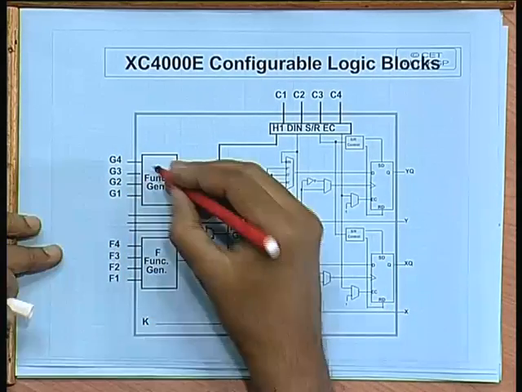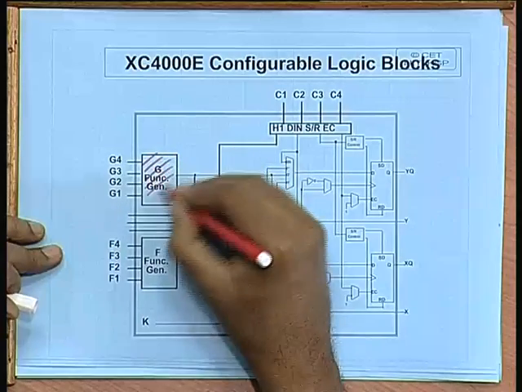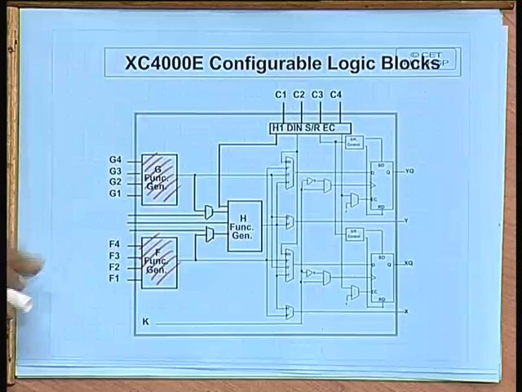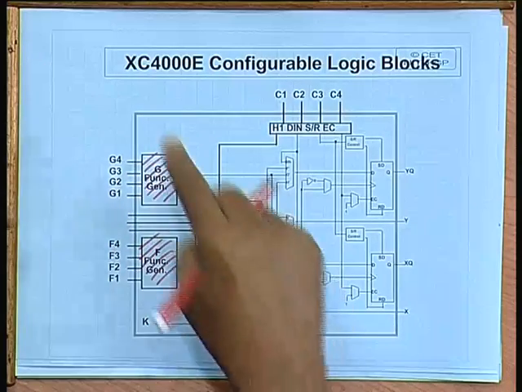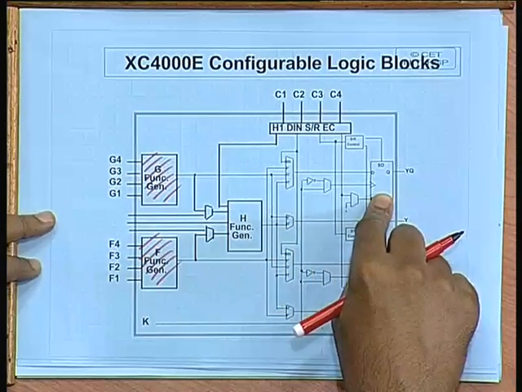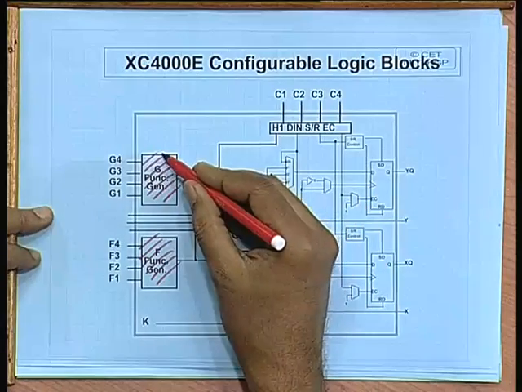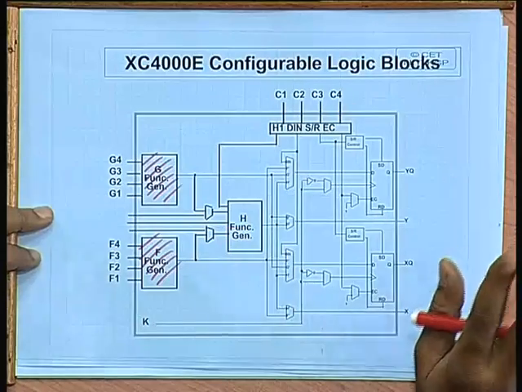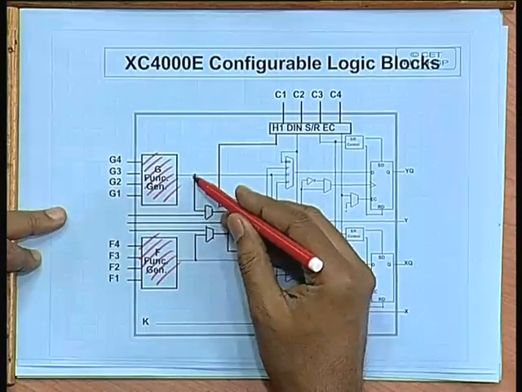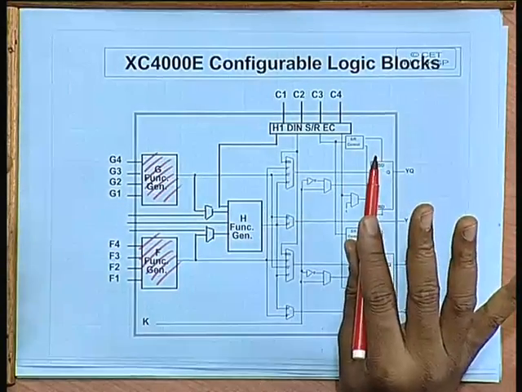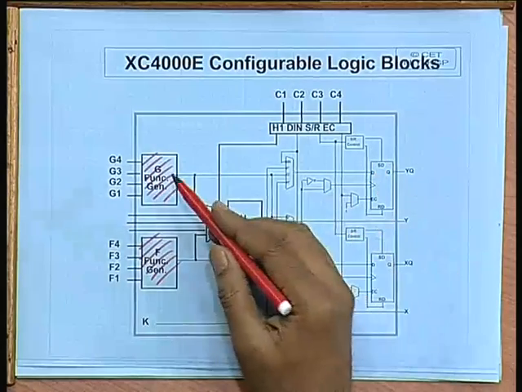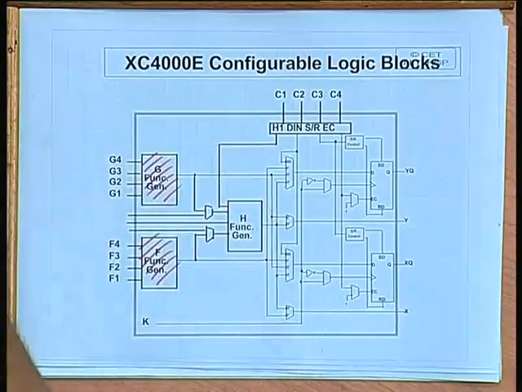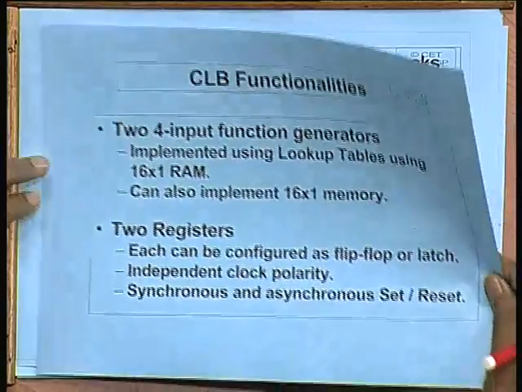And you can see that there are two logic blocks like this with 4 inputs and 1 output. In fact, each CLB can realize two 4 variable functions, any 4 variable functions, and it can also realize some of the 5 variable functions, not all. Now, the way they realize the 4 variable functions is very simple. I will tell you how.